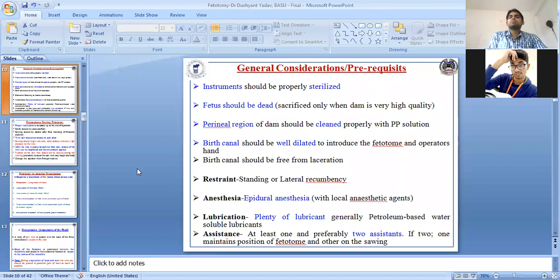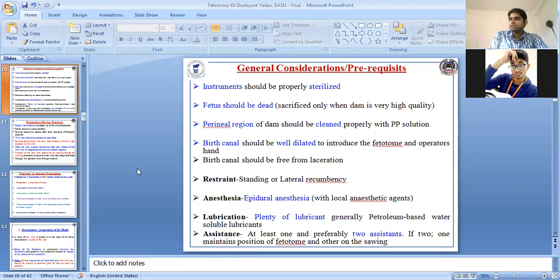The perineal region should be very clean and the birth canal should be well dilated. It is a prerequisite. And most important is that proper restraining of the animal should be there, and epidural anesthesia to avoid the contraction forces by the dam. So it will be very helpful. And proper lubrication is very necessary.